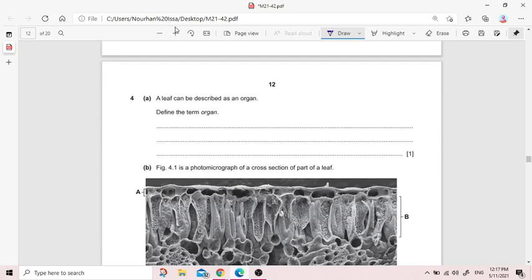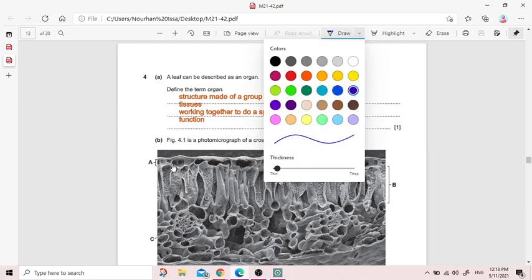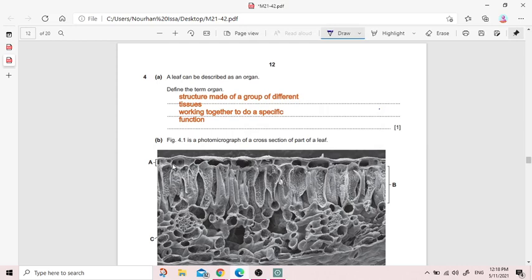Define the term organ. What is an organ? It is a structure. Here he gave you only 1 mark for it. So we said that it is a structure made of a group of different tissues working together to do a specific function. Always write the full definition. Sometimes he gives you 1 mark and sometimes he gives you 2: 1 for this and 1 for this.